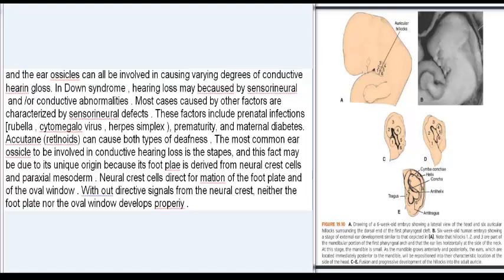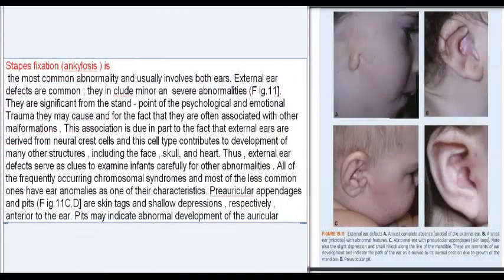The most common ear ossicle to be involved in conductive hearing loss is the stapes, and this fact may be due to its unique origin, because its footplate is derived from neural crest cells and paraxial mesoderm. Neural crest cells direct formation of the footplate and of the oval window. Without directive signals from the neural crest, neither the footplate nor the oval window develops properly. Stapes fixation (ankylosis) is the most common abnormality and usually involves both ears.